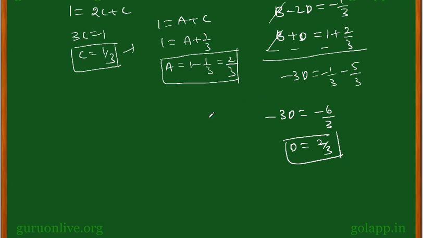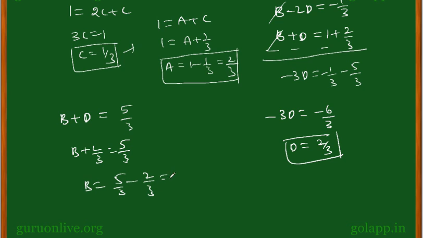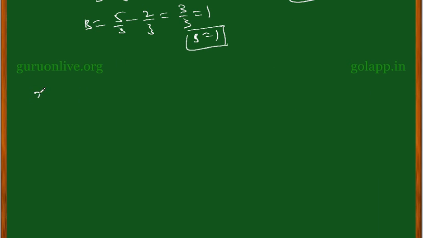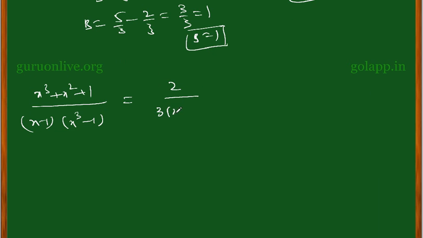If we substitute this D value in the above resolved equation, you will get B plus D is equal to 5 by 3. So B plus 2 by 3 is equal to 5 by 3. So B is equal to 5 by 3 minus 2 by 3, which is equal to 3 by 3, that is 1. So the B value is equal to 1. We have A, B, C and D values. So we can write the partial fractions as (x cube plus x square plus 1) by (x minus 1) into (x cube minus 1) is equal to 2 by 3 into (x minus 1) plus 1 by (x minus 1) whole square plus (x plus 2) by 3 into (x square plus x plus 1).